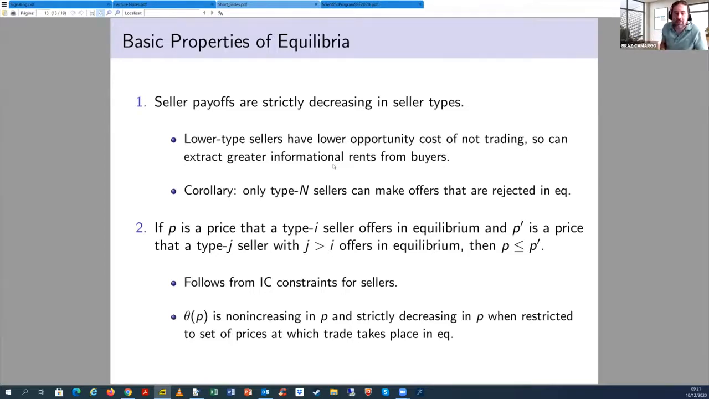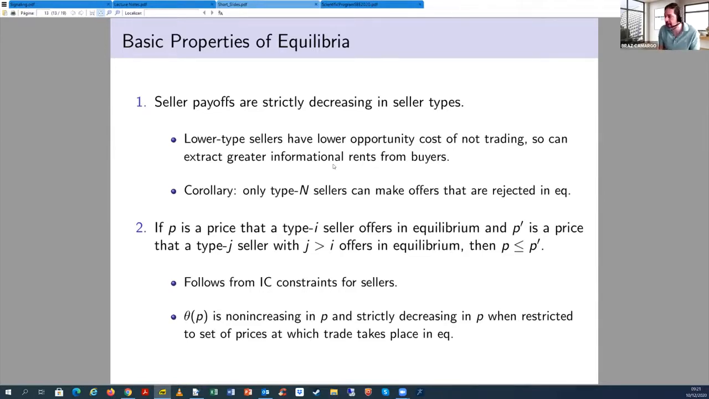And this is a standard result in this literature, because the intuition is very straightforward: lower type sellers have a lower opportunity cost of not trading, so they can extract greater information rents from buyers. It means that the payoffs are going to be greater, okay? So seller payoffs are going to be strictly decreasing in seller types. Now, this together with the stationarity assumption implies that it's possibly only the highest type of sellers that can make offers that are rejected in equilibrium with probability 1. All other types of sellers make offers that are accepted with positive probability in equilibrium.